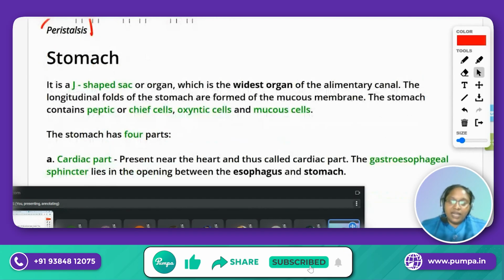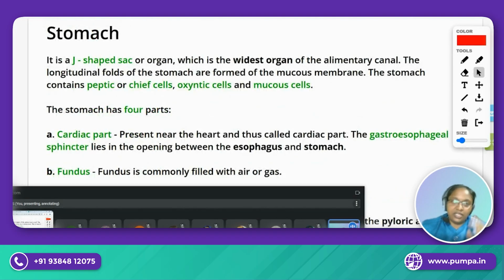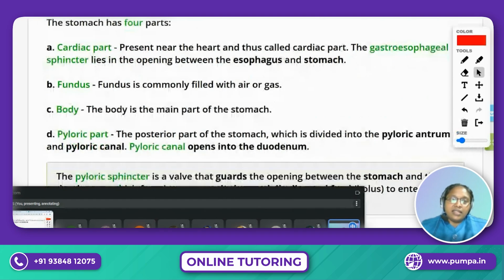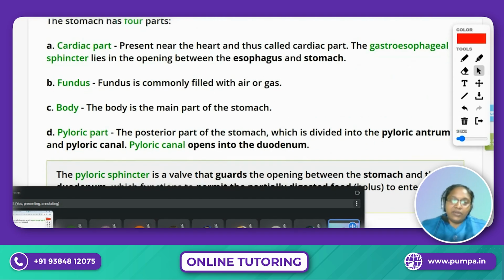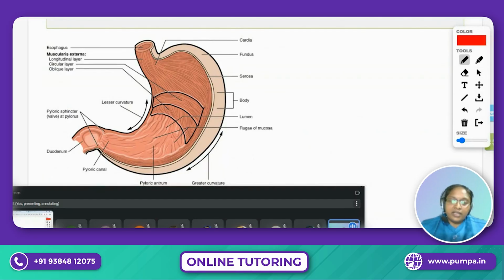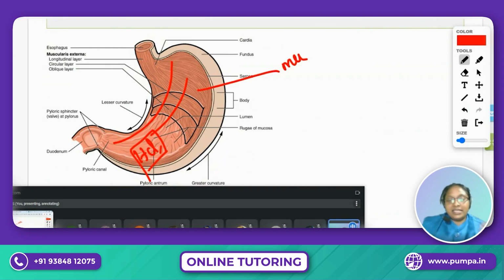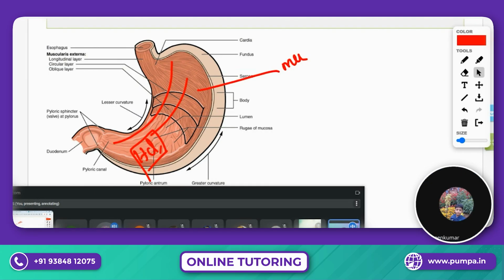Next to that, the food will be taken to the stomach. The stomach has a J-shaped sac-like structure, and it has the cardiac, fundus, body and a pyloric part. The innermost layer will have mucus, so mucus will be secreted, and another secretion here will be HCl. Why is HCl produced in the stomach? Anyone of you? To kill the germs. Yeah, very good, bacteria will be killed. And to activate the pepsin. Very good.